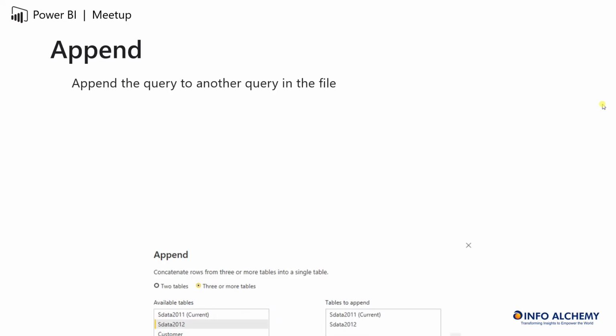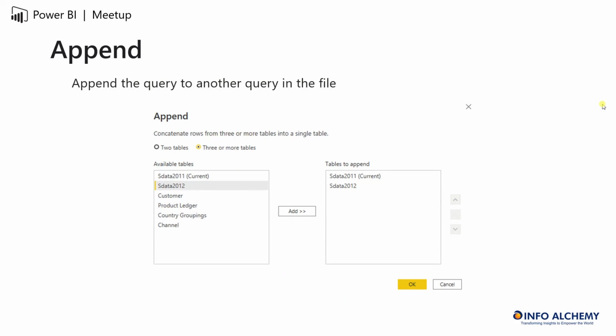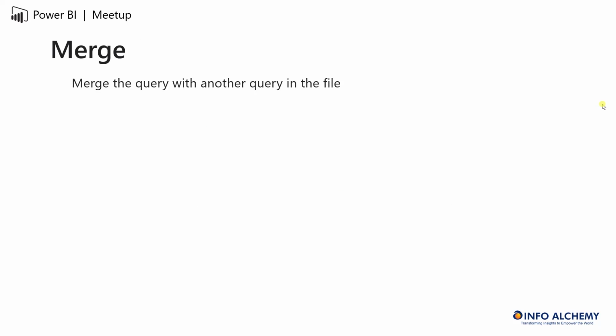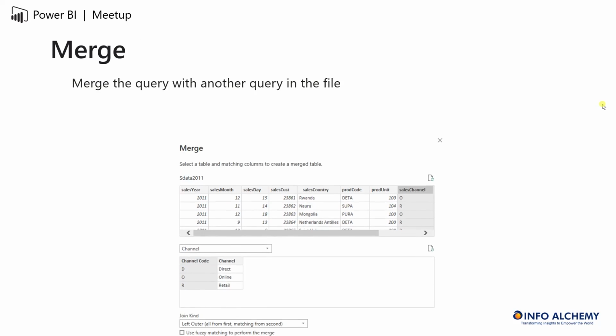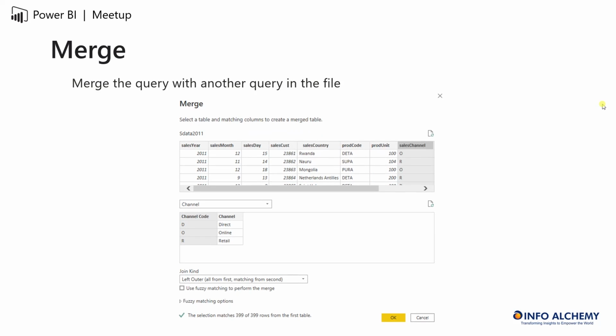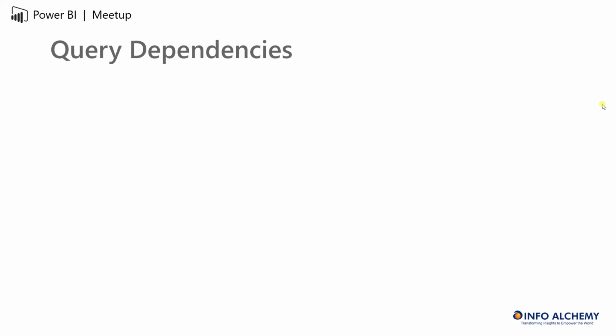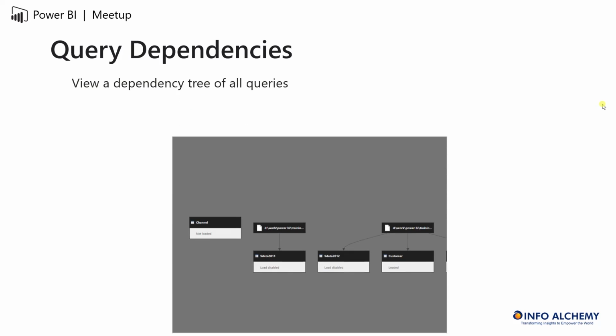Append the query to another query in the file. Concatenate rows from two or more tables into a single table. Merge the query to another query in the file. Select two tables and match the column to merge the table. Query dependencies to view a dependency tree of all queries.